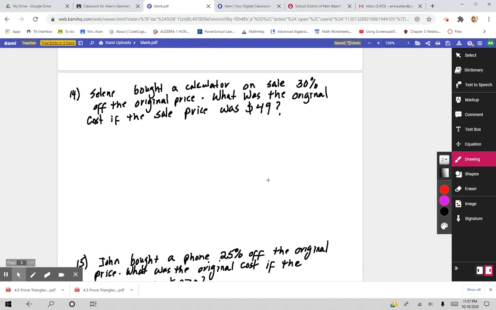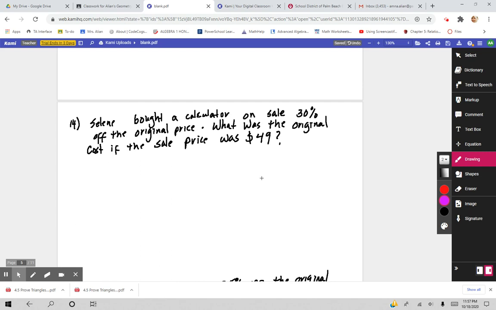Okay, let's see. Celine bought a calculator on sale, 30% off the original price. What was the original cost if the sale price was $49? Well, this one is just like the other one. Okay, so we don't know what the original price is. We'll say P. Since they took off 30%, change that to a decimal. That's 0.3. So we're going to subtract 0.3, which represents 30% off the price, P. This will bring us to the price she paid, $49.